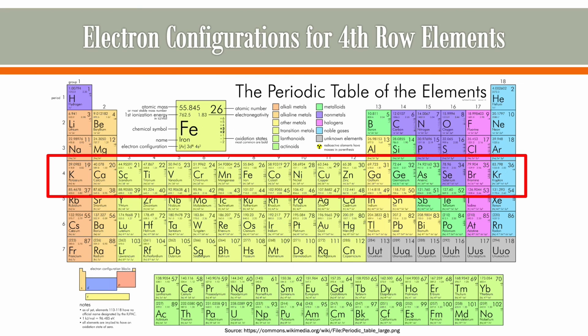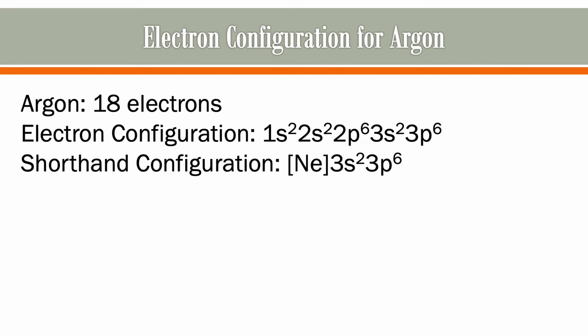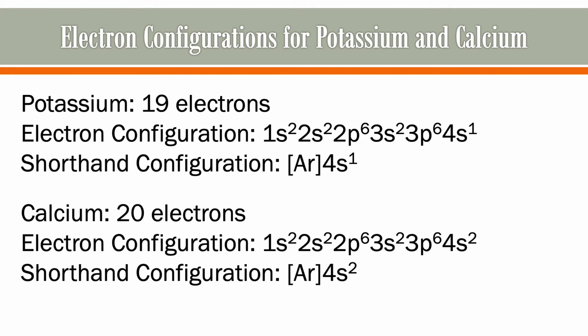Let's write the electron configurations for the fourth row elements. The fourth row is our introduction to the transition metals and d orbitals. In a previous video on electron configurations for third row elements, we concluded with argon, and we'll continue from here. Potassium and calcium have 19 and 20 electrons respectively. We'll add electrons to the 4s orbital first.